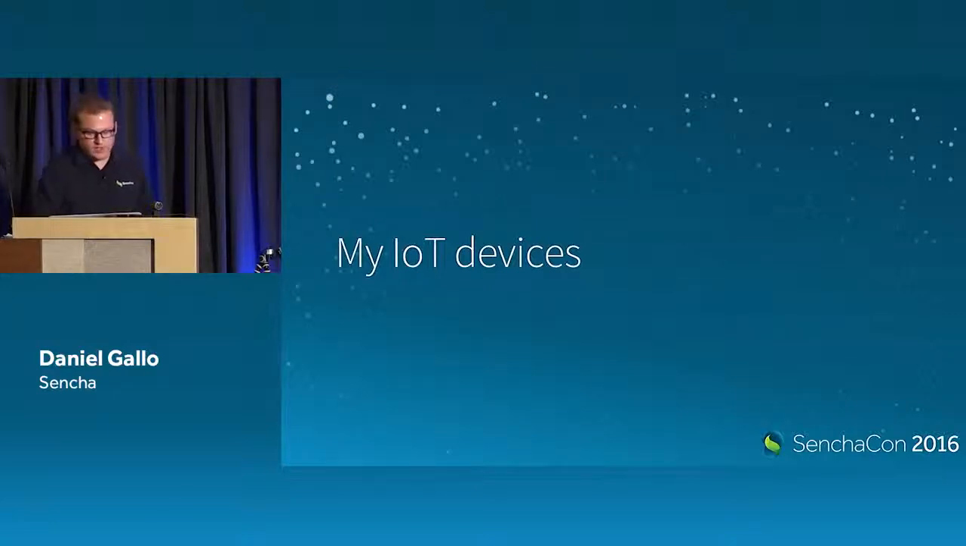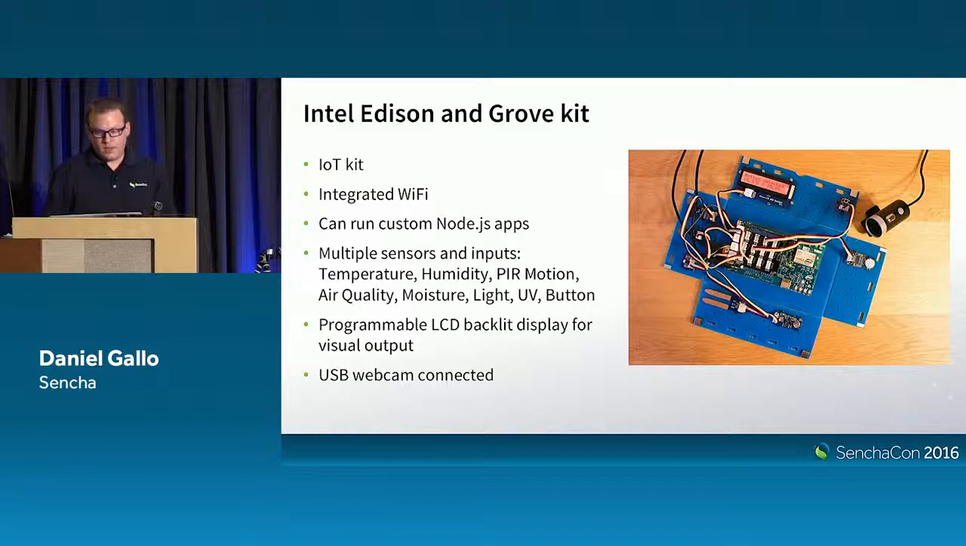So let's talk about the IoT devices I have up here on stage today. The main piece of this is the Intel Edison and Grove kit. This is an IoT starter kit. It has a bunch of features, so integrated Wi-Fi. It can run custom Node.js applications. And I have multiple sensors connected to this device. So I have temperature, humidity, a motion sensor, air quality, moisture, light, UV, and then a button input.